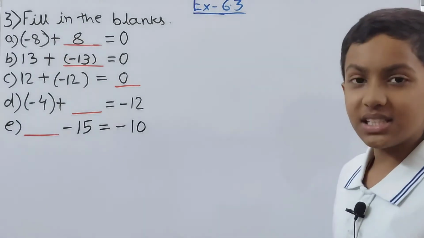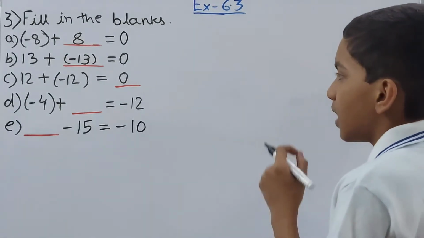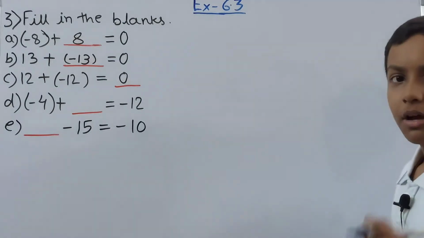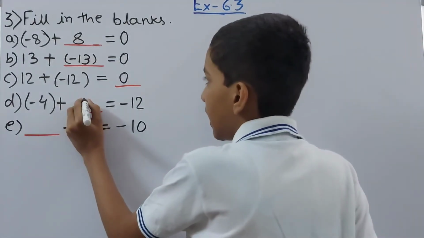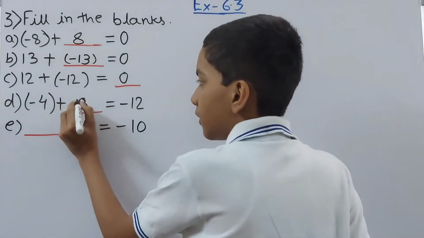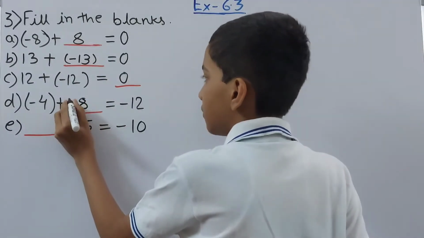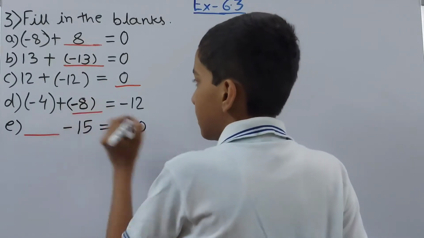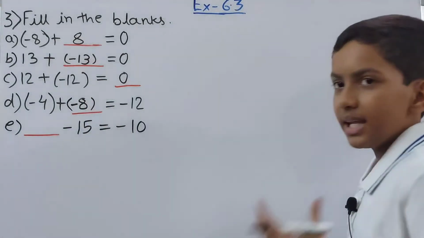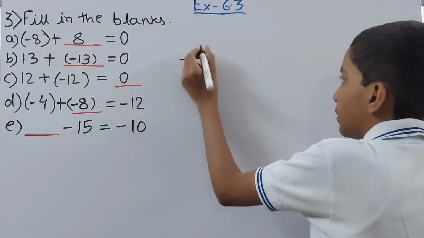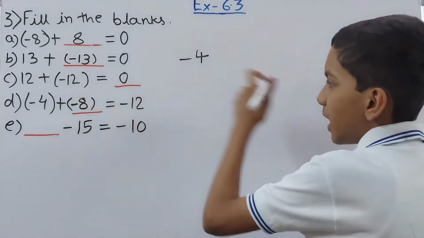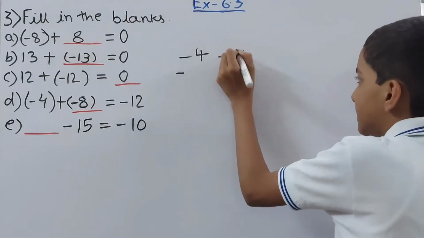And how many steps are needed to go from -4 to -12? Well, there are 8 steps, so we will write a negative 8 over here, and this will be in brackets. Now again let's check our answer. So -4 will be -4 without brackets, plus minus, so it's minus 8.